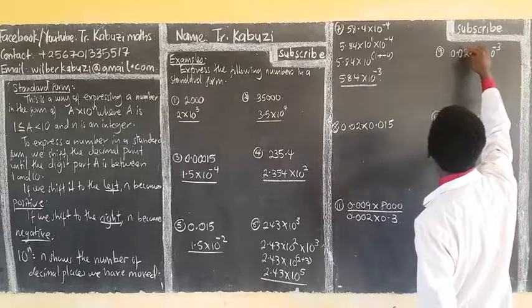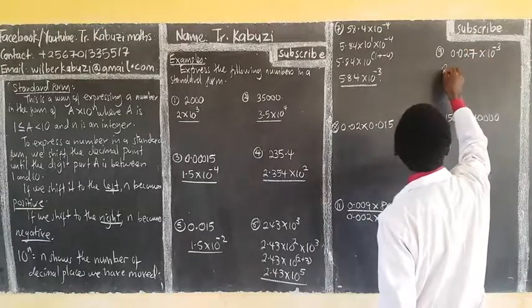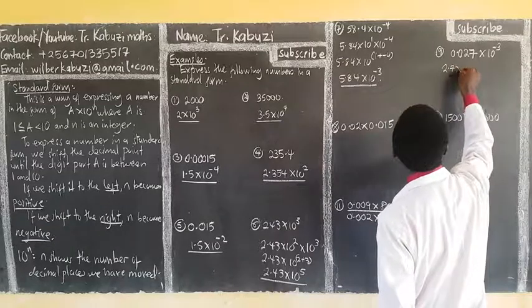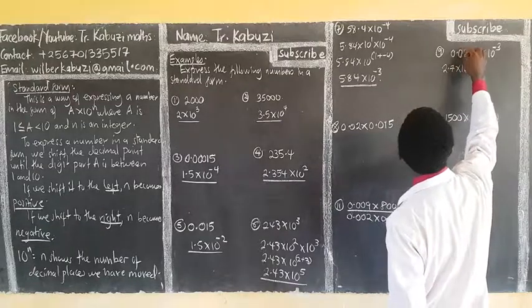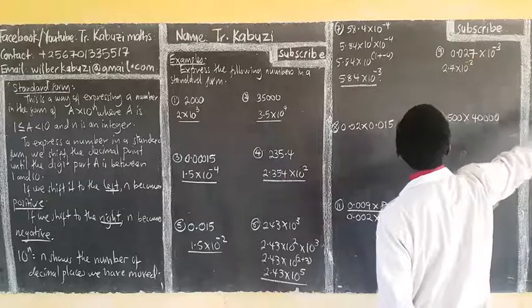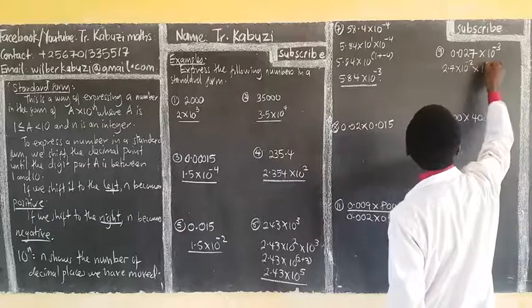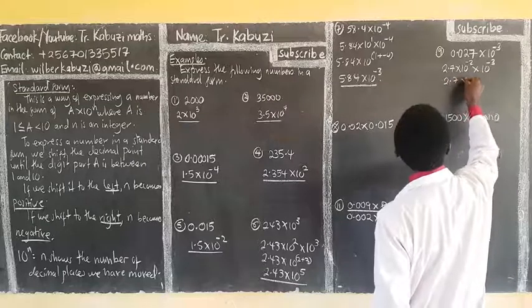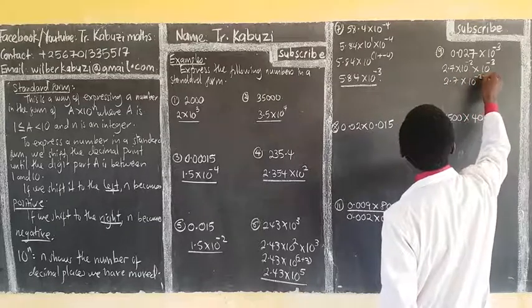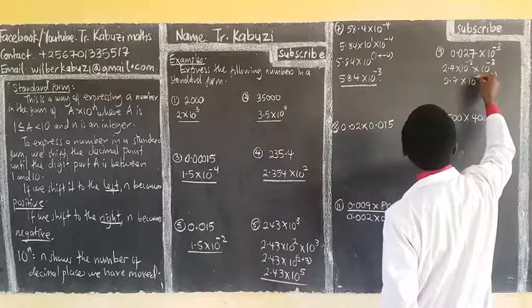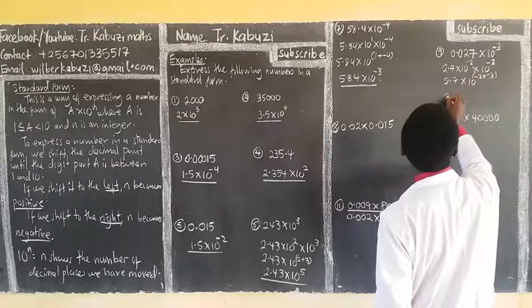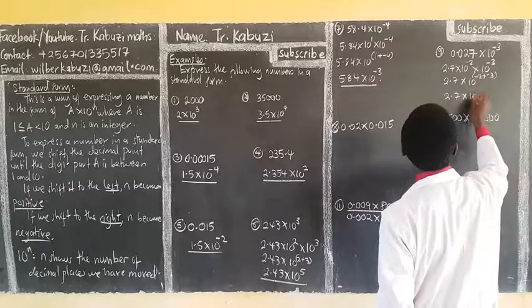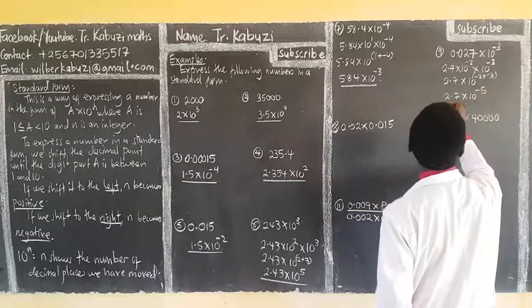So how many? 1, 2. So I'll be having now 2.7 times 10. We have moved 1, 2. So it's negative because we are going to the right, times 10 power negative 3. We shall add the powers: negative 2 plus negative 3. This will be now 2.7 times 10 power negative 5.